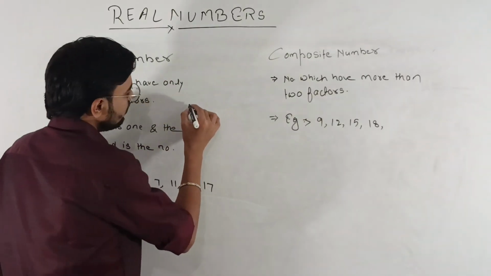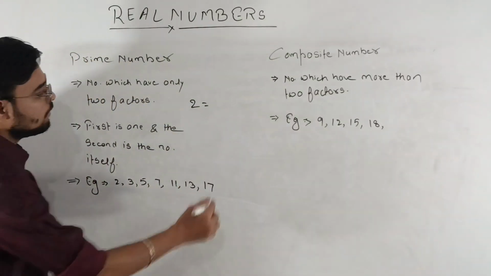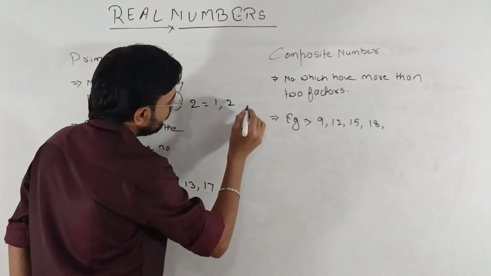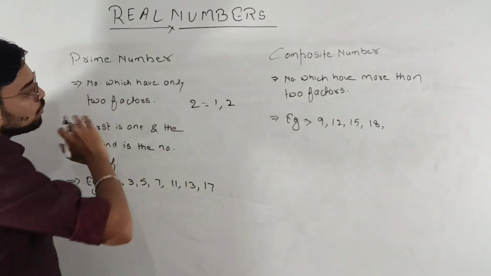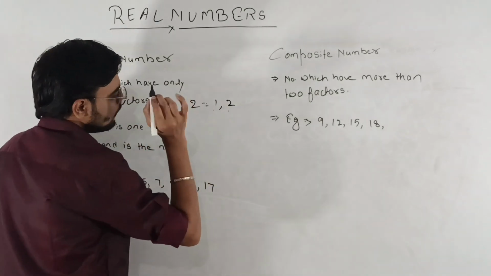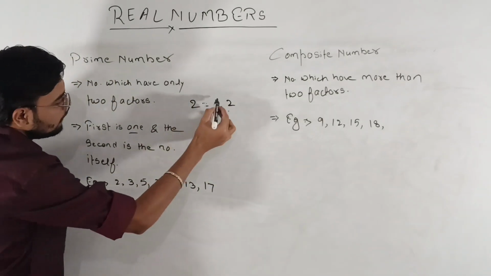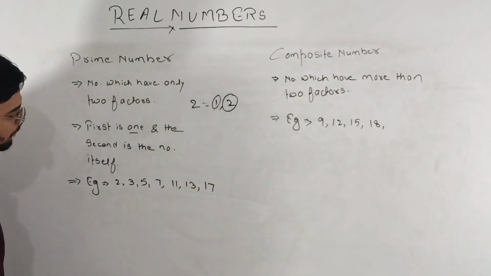Write the factors of 2. Factors of 2 means 2 is divisible by which numbers? First 1 and 2. Other than 1 and 2, there is no number which divides 2. Now look, first factor is 1 and second is the number itself. Then 2 is a prime number.